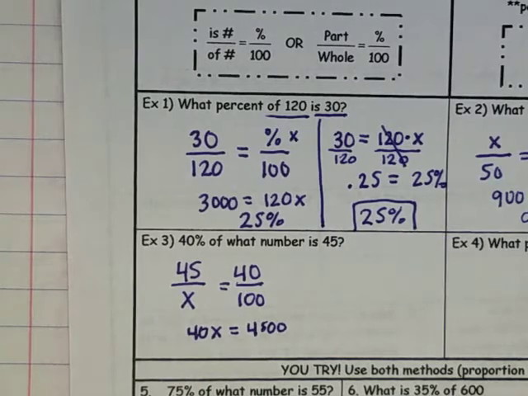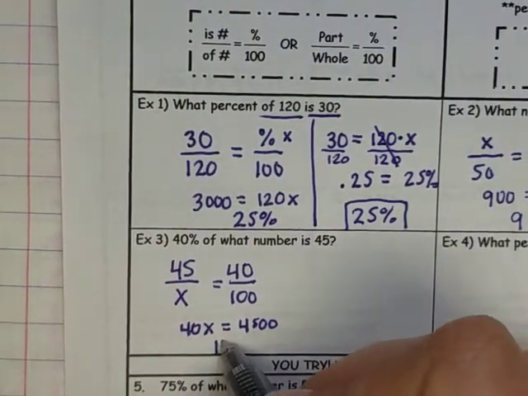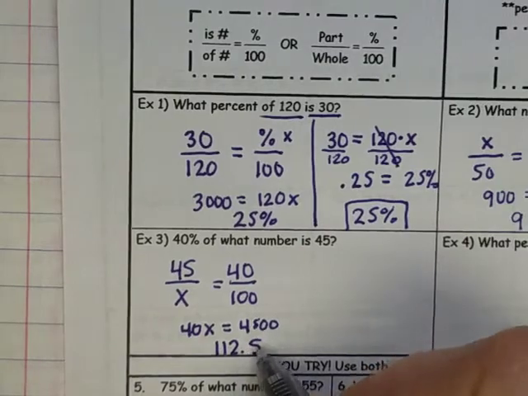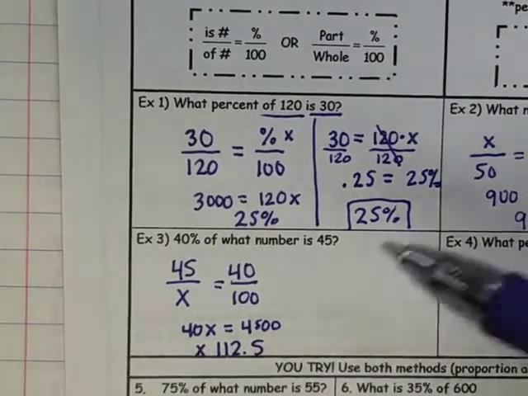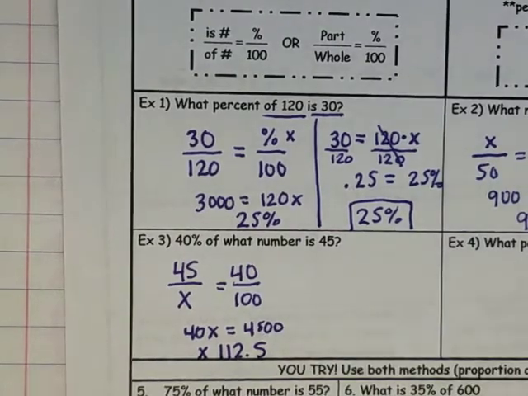That doesn't seem right. Oh, no, we're fine. And you get 112.5. So 45 out of 112.5 is 40%.